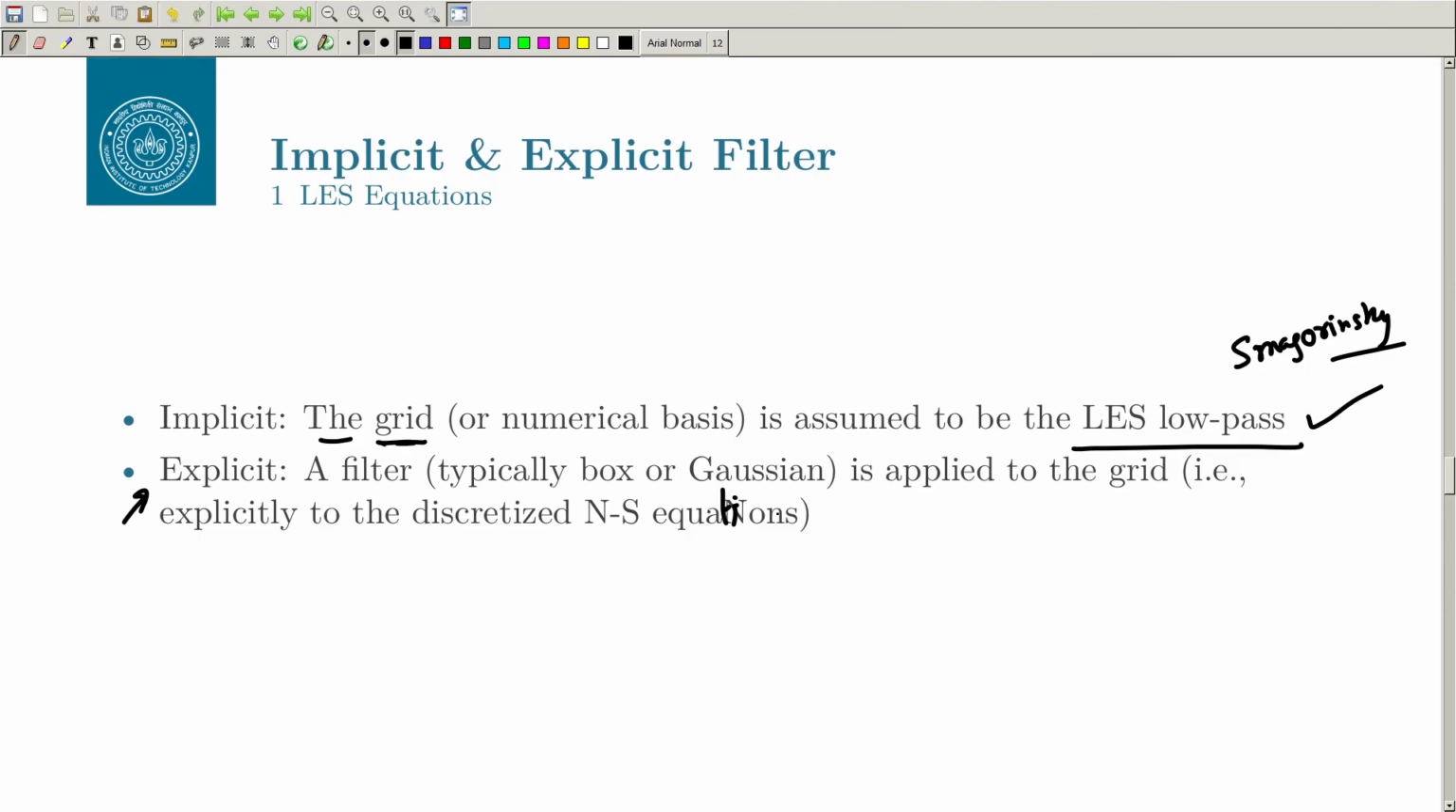But this is more tedious to write. In terms of developing code, the explicit filter code is slightly tedious to write, but for implicit, you make a grid and you ensure that the grid satisfies the property that we discussed earlier, and that grid can be used as a low pass filter.